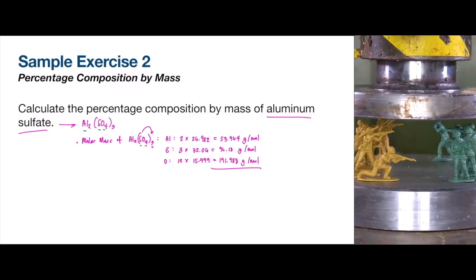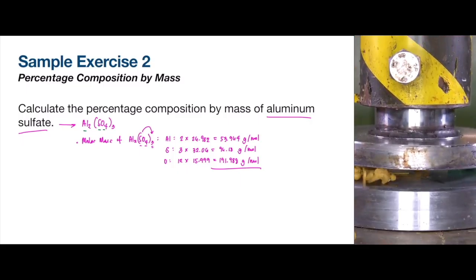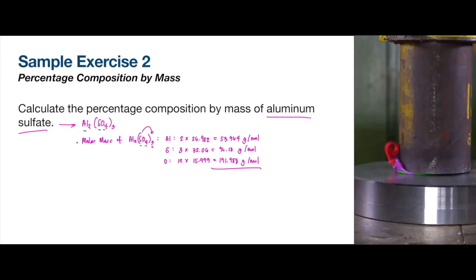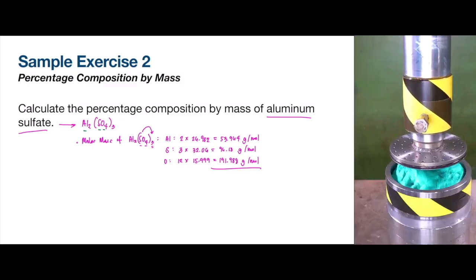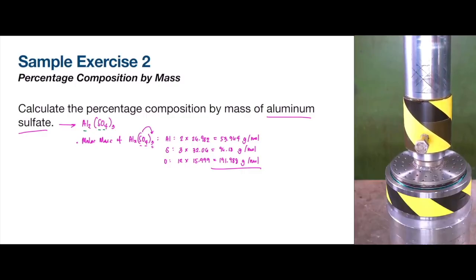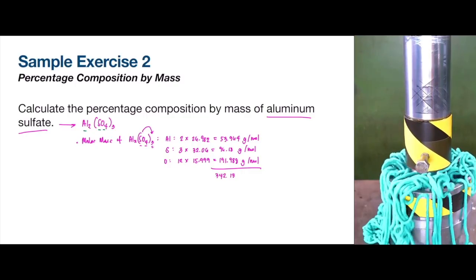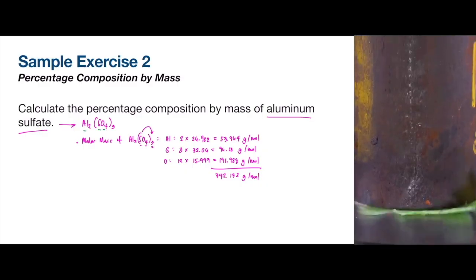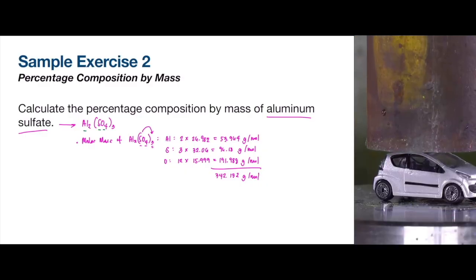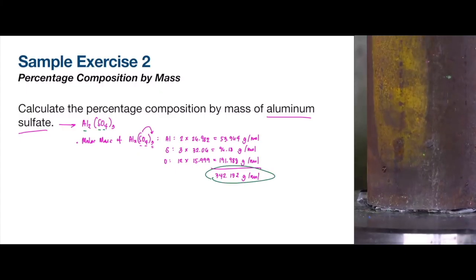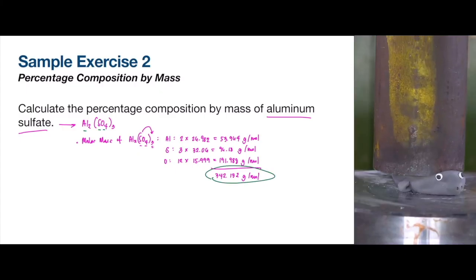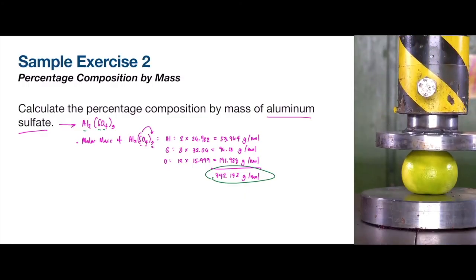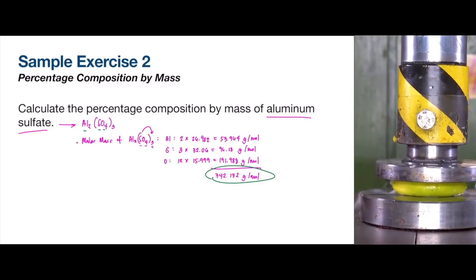And the last step to get the molar mass of aluminum sulfate is to add them all together. 53.964 plus 96.18 plus 191.988 is equal to 342.132 grams per mole. This is the molar mass of aluminum sulfate, and this is our total parts, or the 100%. Now, let's identify the mass percentage of each element in aluminum sulfate: the aluminum, sulfur, and oxygen.